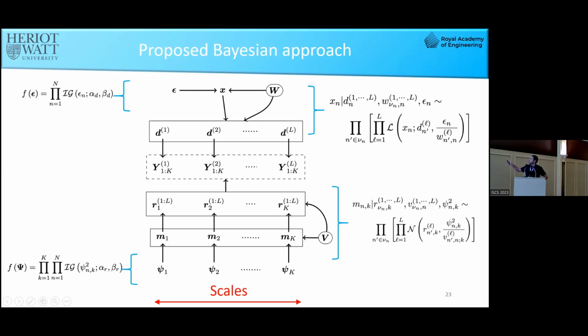We note also that we have this parameter epsilon that will represent the uncertainty about the estimated depth. And in our case, we consider a conjugate inverse gamma distribution as it will make our life easy in terms of computations. All right, so this is what we assume for the depth map. Similar things for the reflectivity, except that we consider a Gaussian distribution in this case.